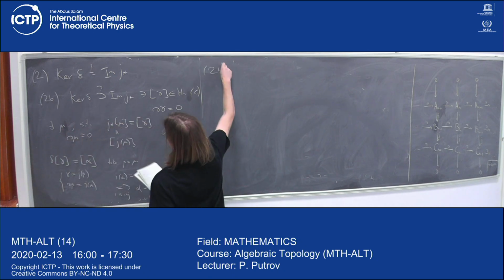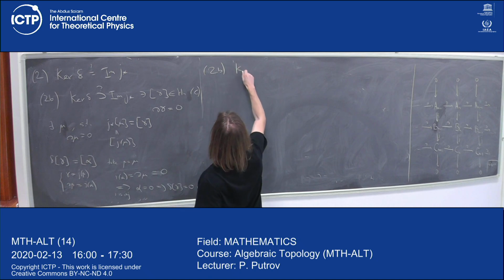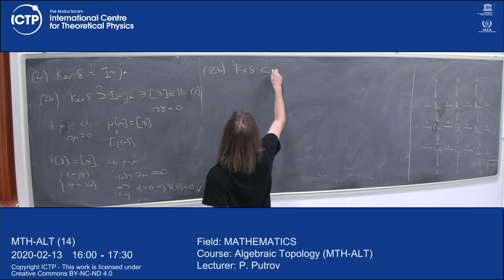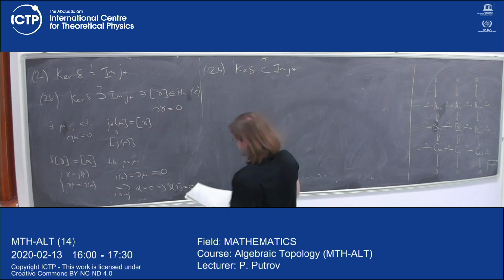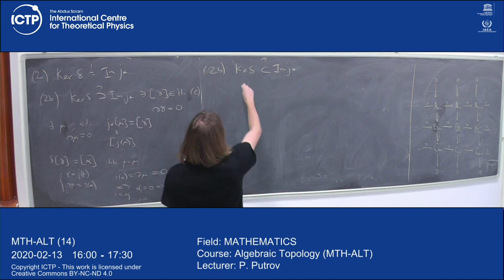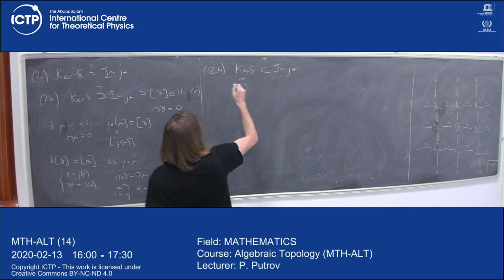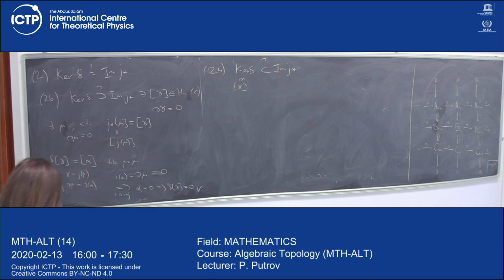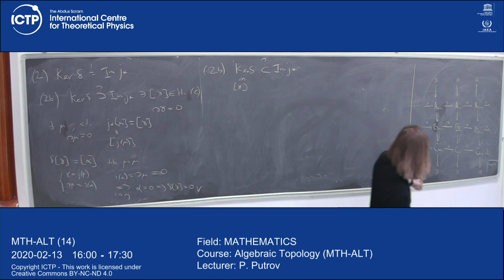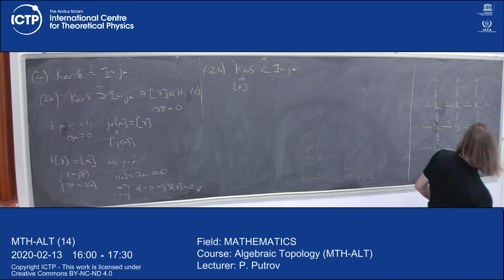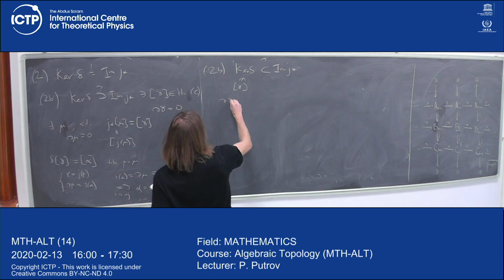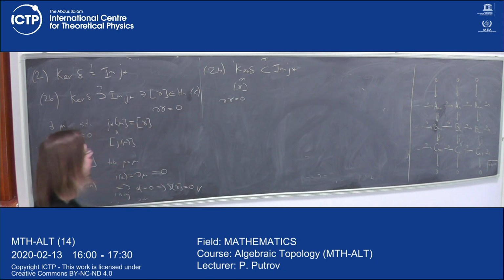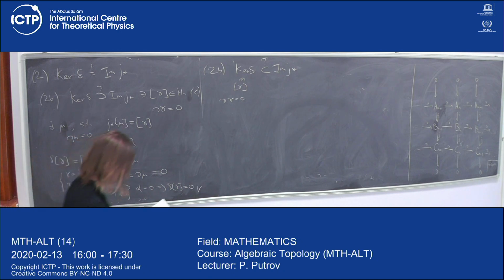Now I want to check the other way around: the kernel of delta is inside the image of j star. So let's take some class of gamma here. Gamma represents an element in homology, so d of gamma should be 0.